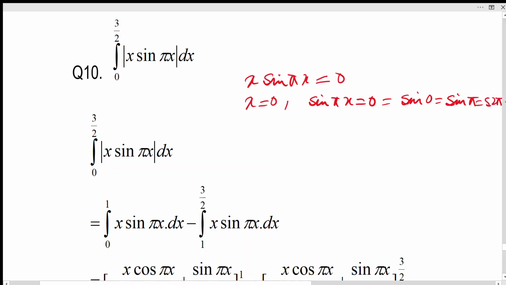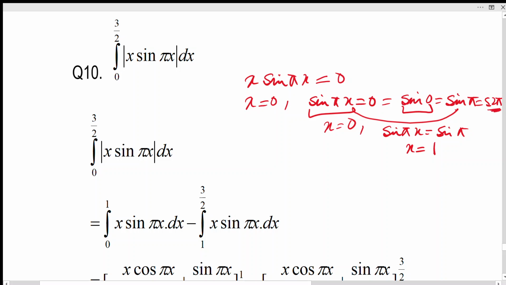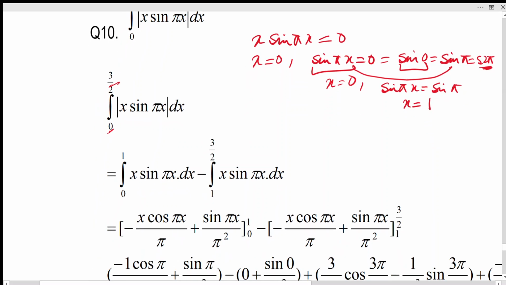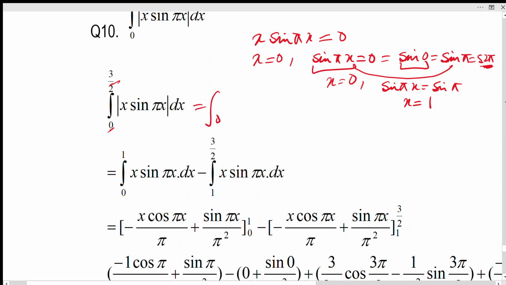So when πx equals 0, I'm getting x as 0, which is already there. When sin(πx) equals sin π, x is equal to 1, and from sin 2π I'm getting x equal to 2. So that is not required. You only have to see from 0 to 3/2. It means this whole integral will be divided into 0 to 1, because it is also changing at 1, plus 1 to 3/2. First of all, you should know the intervals, right? So 0 to 1 and 1 to 3/2.